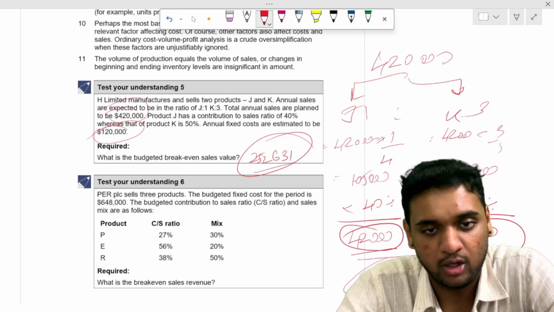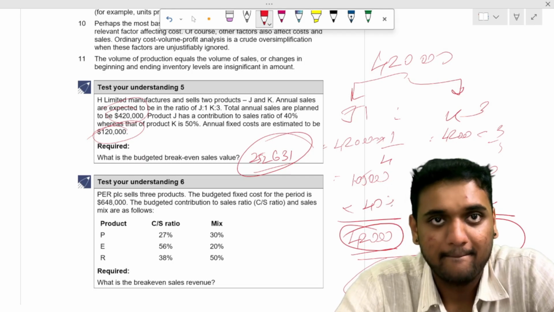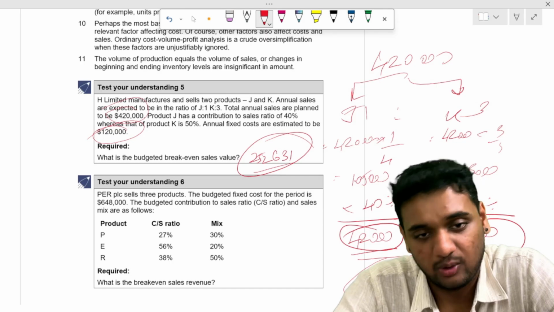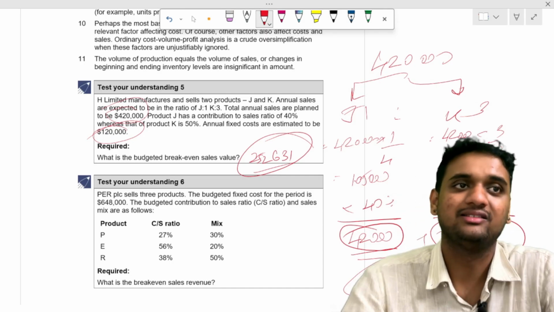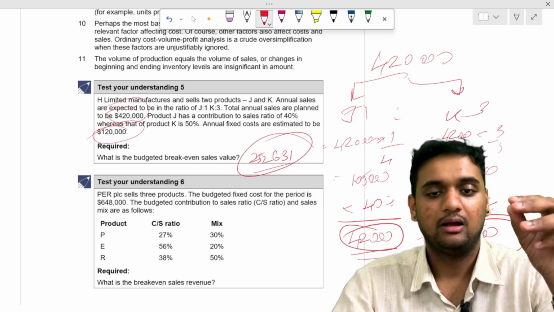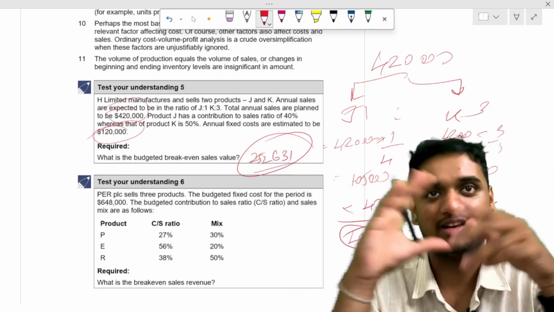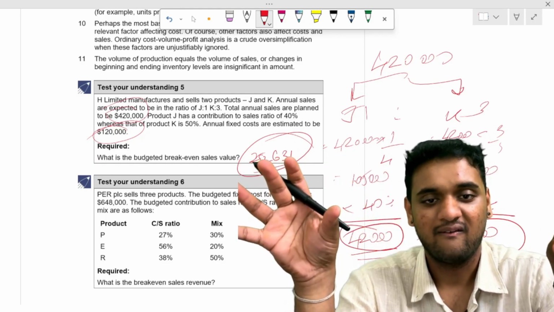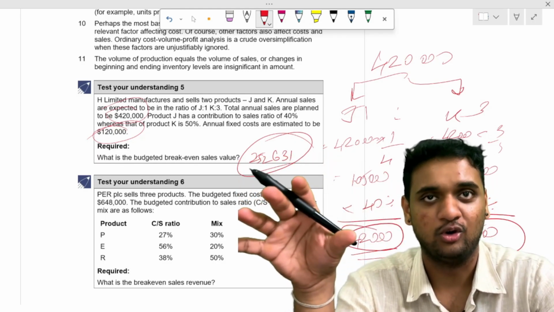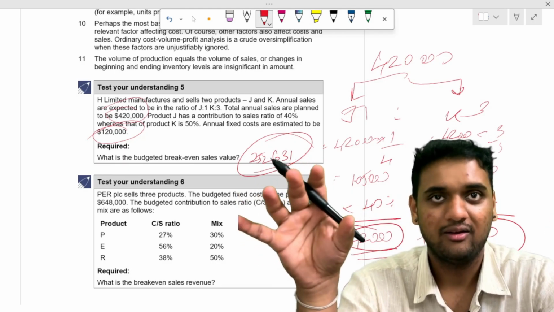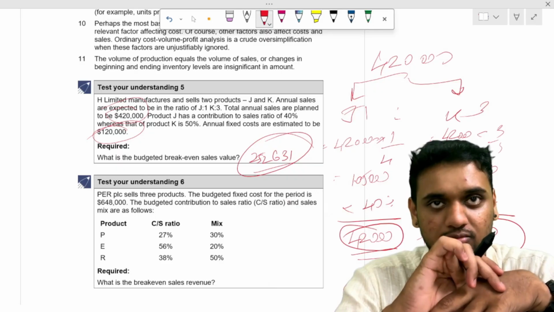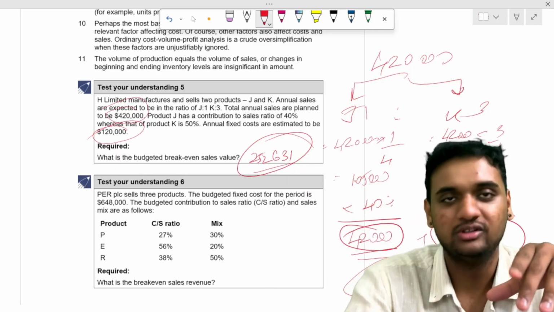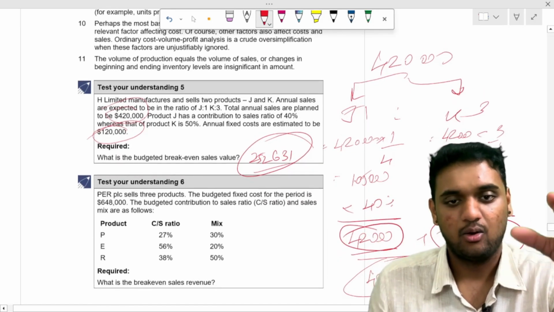Listen to me. There's one more easy way which you can find out. Instead of doing all these, listen to me. Contribution of respective products is given to us now: 40% and 50%. Weights of respective products is given to us now: 1:3. We can directly multiply all to find out. That's what you told in the start, but we'll do this and then we'll come to that.